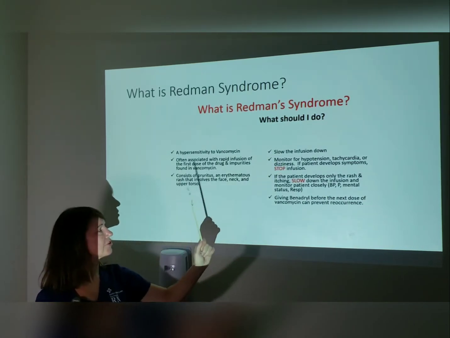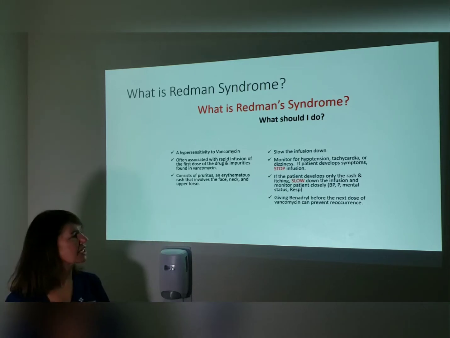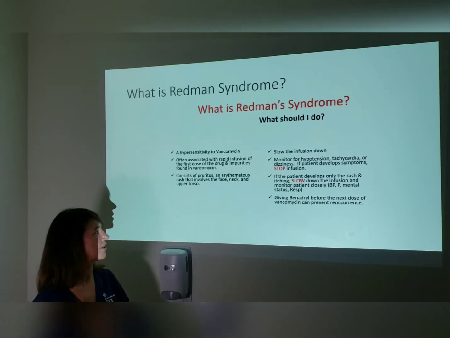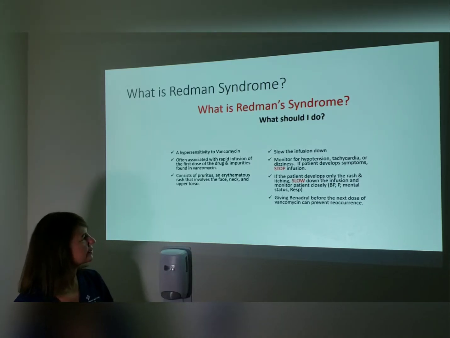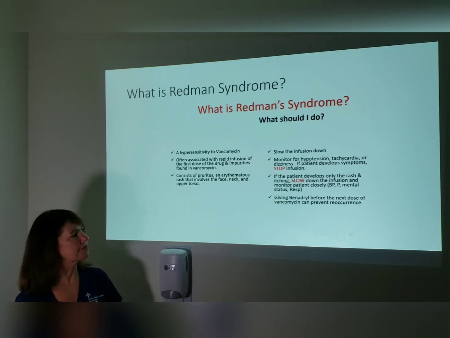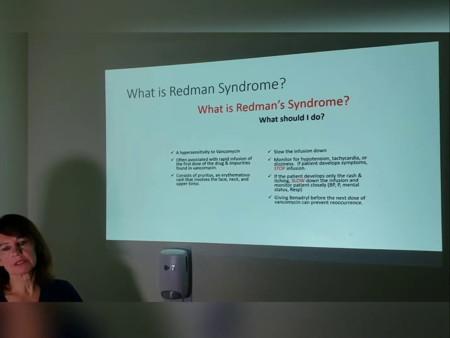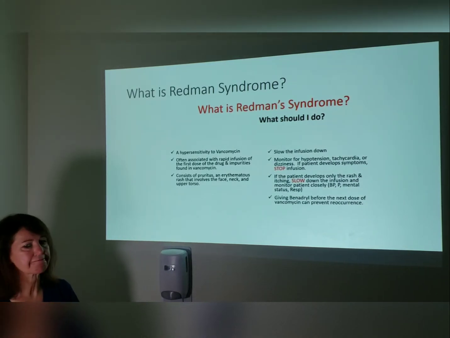You're going to slow down the infusion. You're going to monitor for hypotension, tachycardia, dizziness, because if the patient's symptomatic, then it's probably not red man syndrome, it's more of an allergic response. If the patient develops a rash and itching, slow down the infusion, monitor closely, give Benadryl for the next dose. Just follow what your pharmacy and your doctor tells you to do in those circumstances.